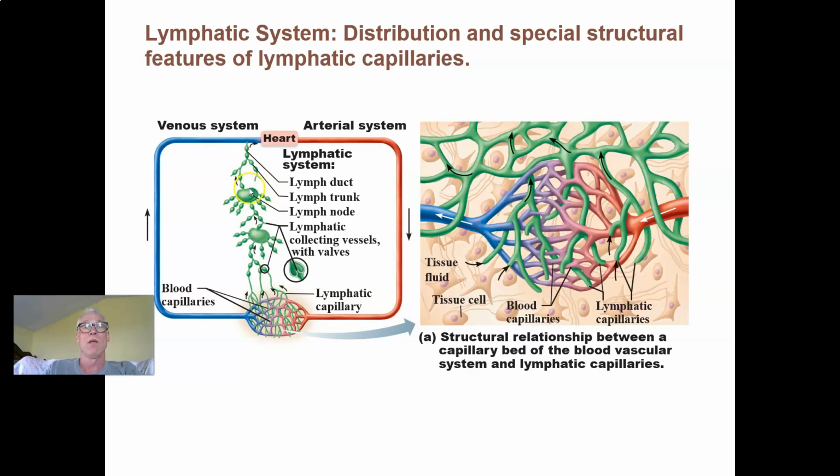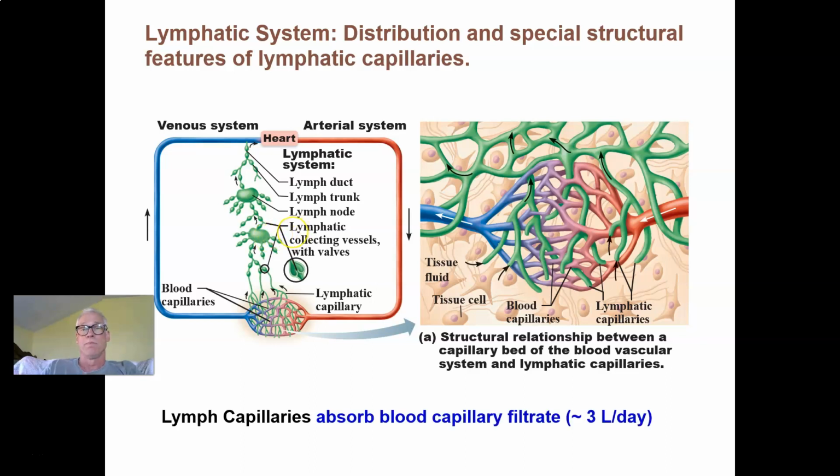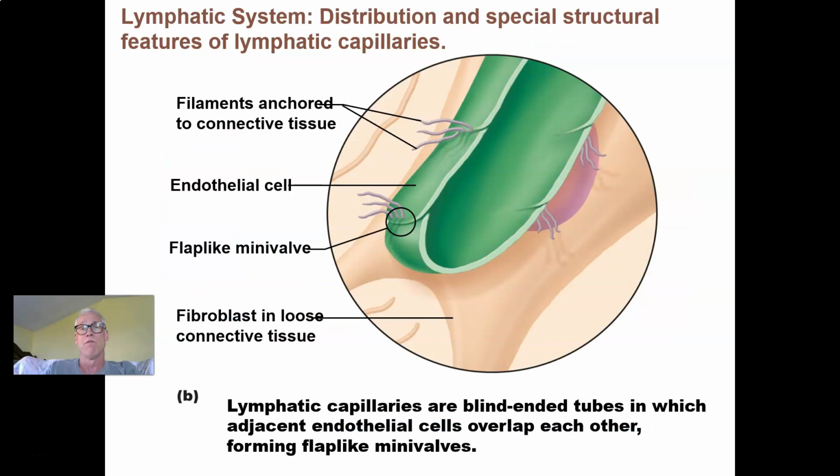We'll also get a little preview here because we can see some bulges within this duct system or this vessel system, and that's where the lymphoid tissue resides. That's where some immune cells live, as we'll see later on. So about 3 liters per day of fluid is collected up by the lymphatic system and returned to the venous circulation.